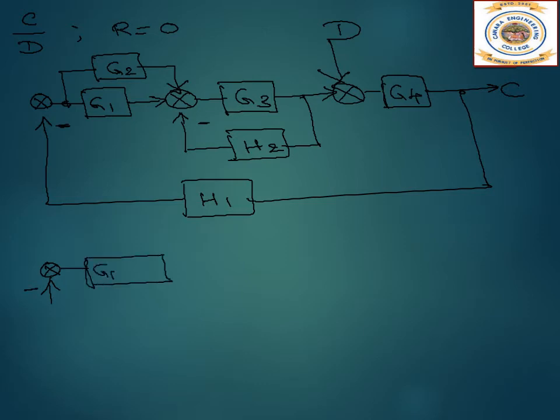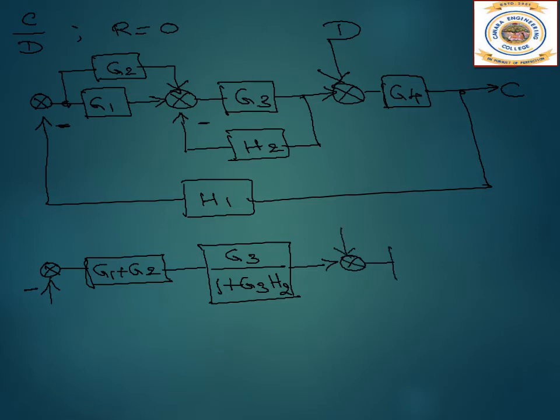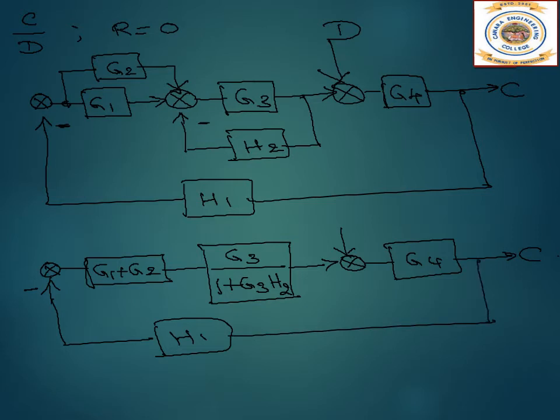So this is G1 plus G2, and here after simplification we get G of S as G3, and it is negative feedback, so we get 1 plus G3H2. And here we have the input D, and this is G4, this is C, and here we have H1. Okay, so we have it like this.